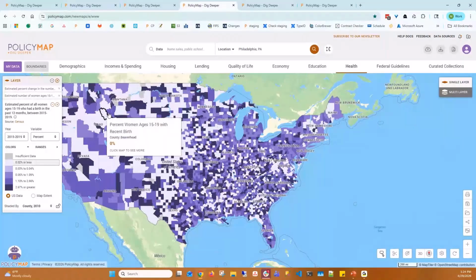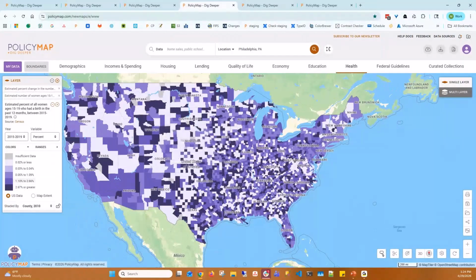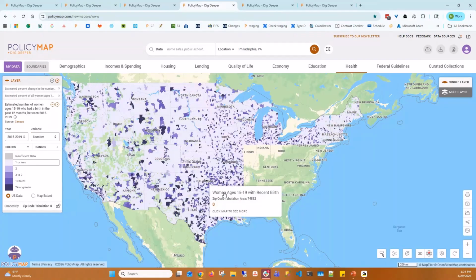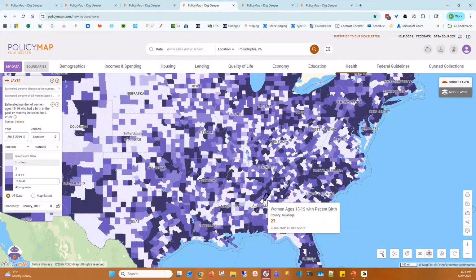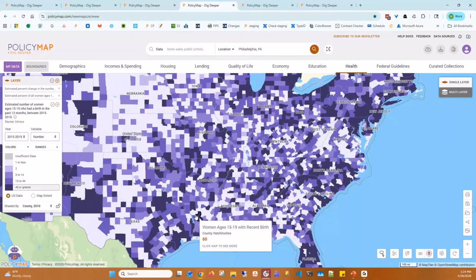And as we can see, it's quite a checkerboard, but still, less than 5% is the greatest. We can also go into numbers. As we move in, we can get a better sense of counts. Percents give you a proportional understanding compared to the population, but sometimes count is more useful depending on what kind of analysis you want.